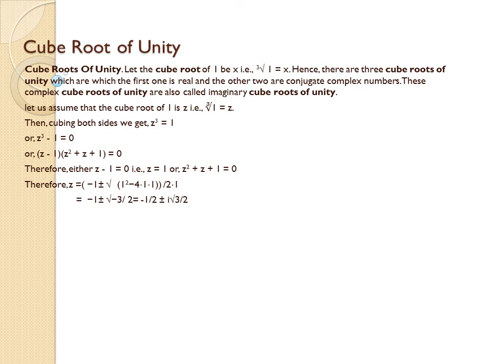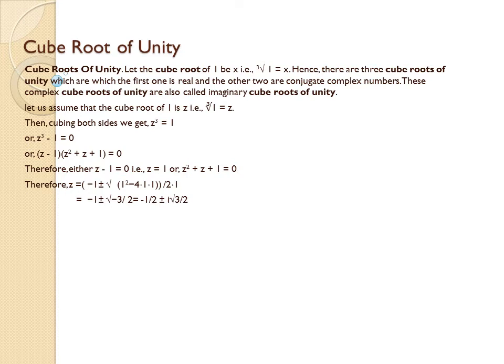If I further simplify this, it will be minus 1 plus minus root over minus 3, because 1 minus 4 equals minus 3, divided by 2. So if I divide by 2, then minus half plus minus root over minus 1 is i, so i root over 3 by 2. So one root is minus half plus i root over 3 by 2, and another root is minus half minus i root over 3 by 2. So now we have deduced 3 roots.